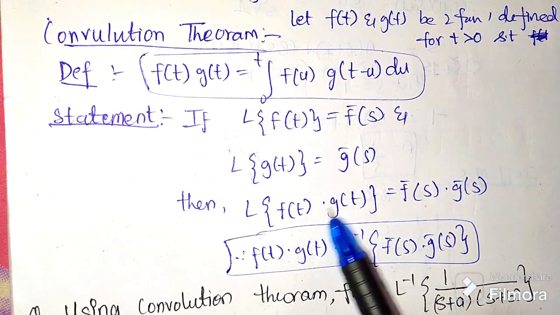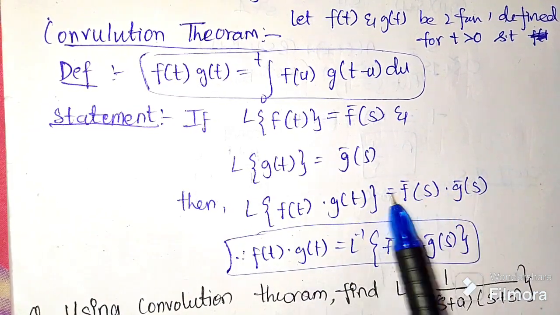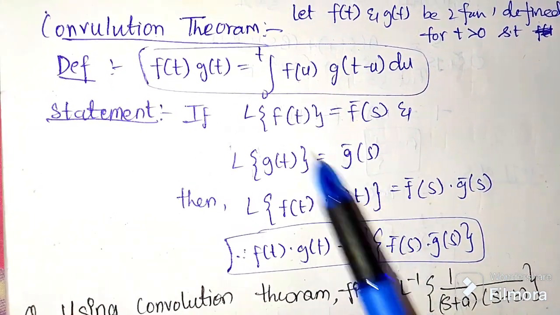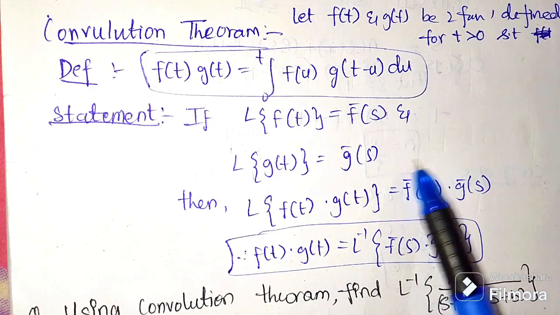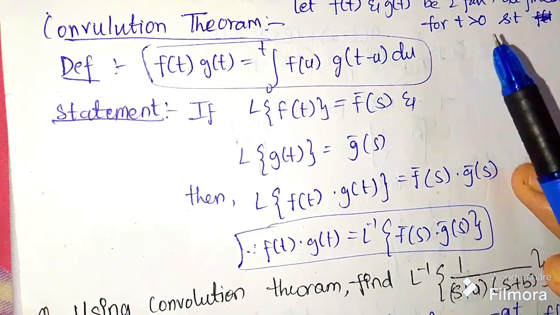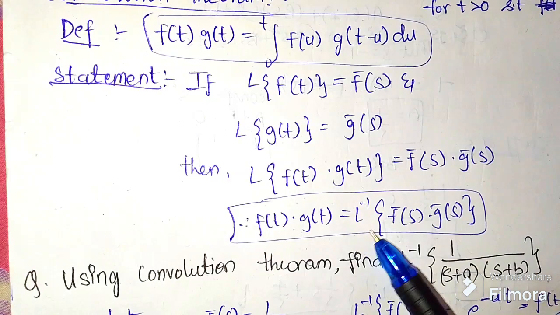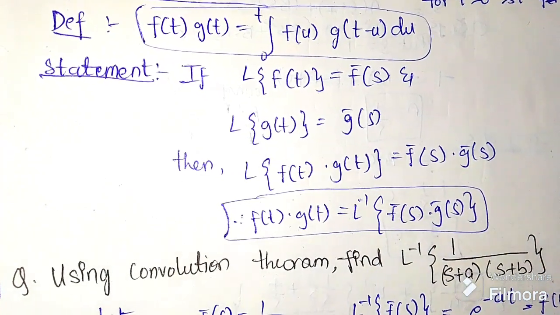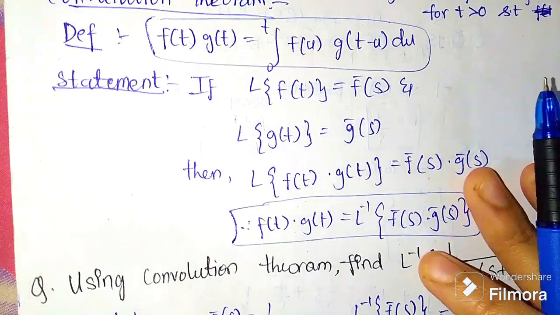Now it is about into. If we have into, we can directly write it as f bar of s into g bar of s, which is nothing but Laplace of f of t into Laplace of g of t. Again, we can write this in inverse form as Laplace inverse of f bar of s into g bar of s. Basically, we'll go to questions to understand more.